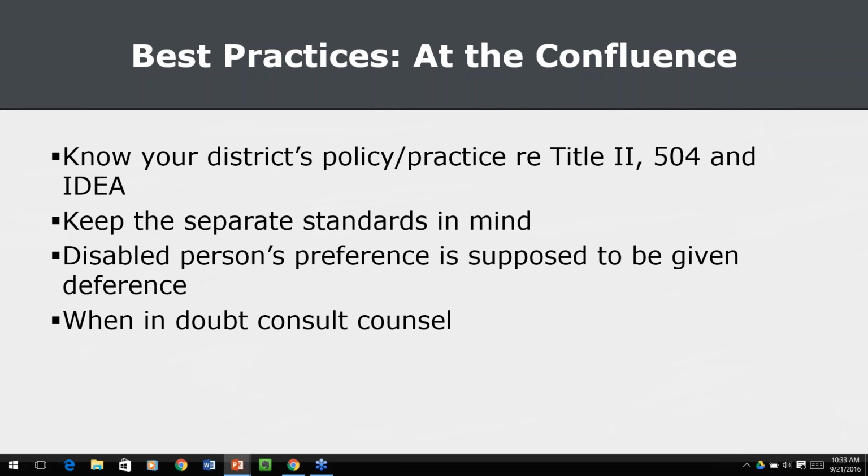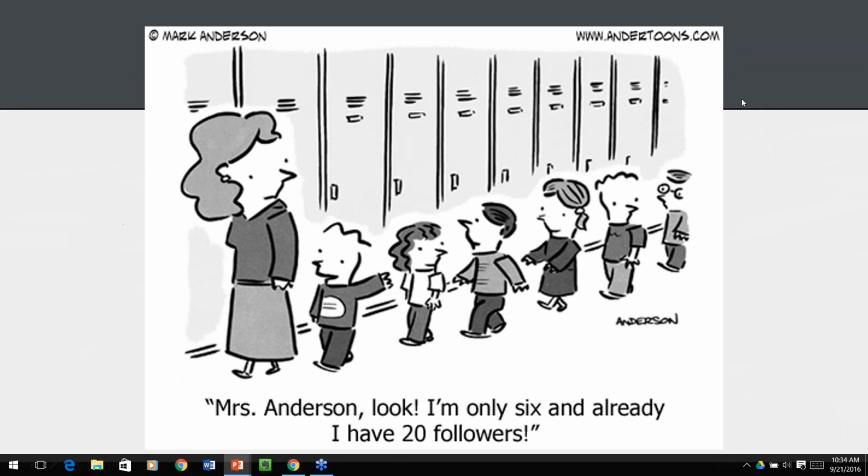I'm involved in a case right now where the student is a kindergartner who doesn't really know sign language, but mom is adamant that she get sign language, and the case law on that point is that we have to give deference to the family. So if the student is too young to have a preference, we have to give deference to the family. And these are complicated legal issues. This is a time where if your school district will let you, I think it's really smart to contact your attorney.